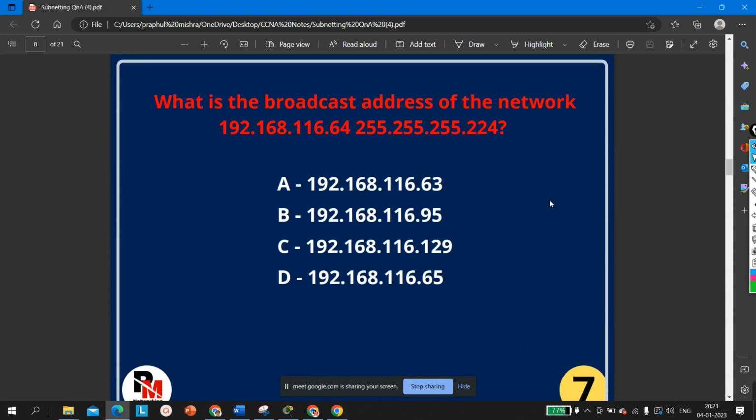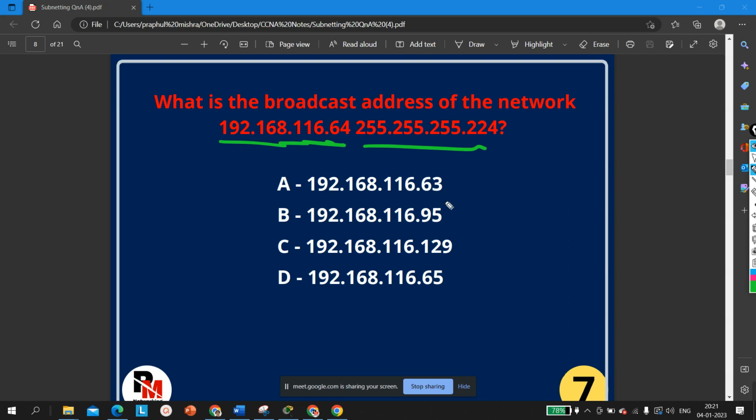And the next question is, what is the broadcast address of the network 192.168.116.64? Subnet mask is 255.255.255.224. Very simple. So these are all tricky questions, guys. If you are able to solve this question, now subnetting is clear to you. You can solve any question of subnetting.